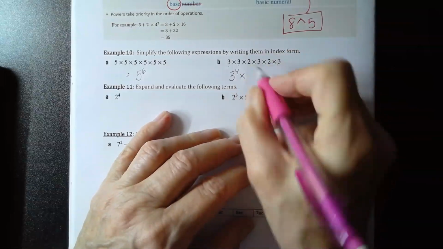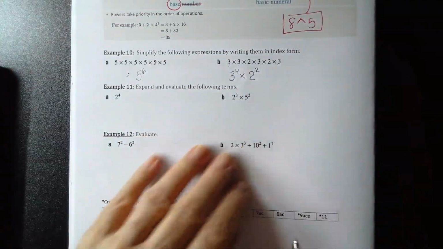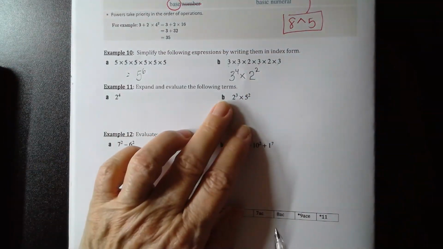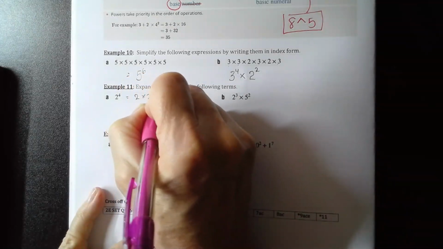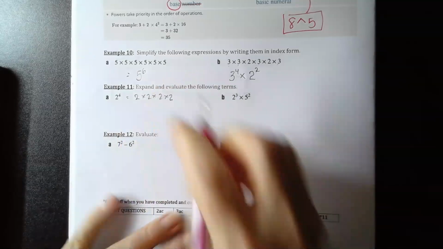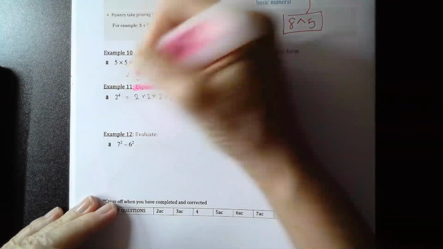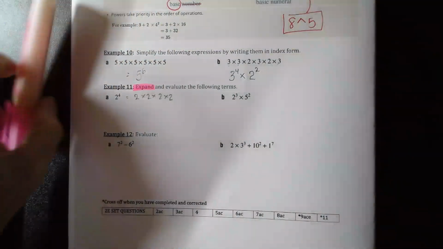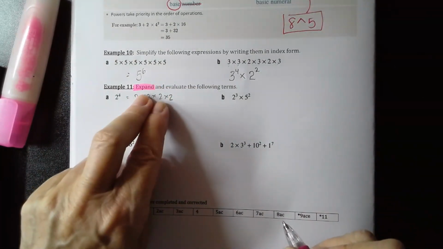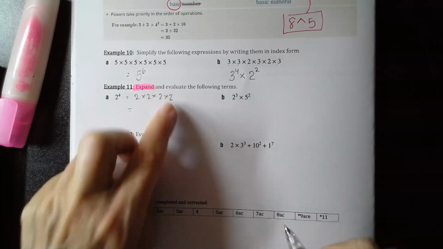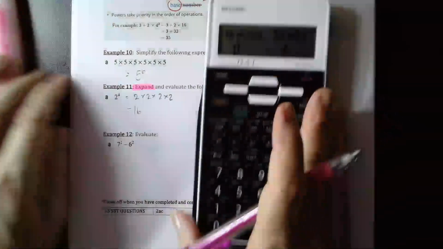Times, use the times sign, 2 2s, so 2 squared. Now if I want to expand these, I can write it out and I can go 2 times 2 times 2 times 2. So that's the expanding part. Everybody can do that. Okay? And then you can multiply them in your head if you want. You can go 2 times 2 is 4, and 4 times 2 is 8, and 8 times 2 is 16. Or you can get the calculator out.